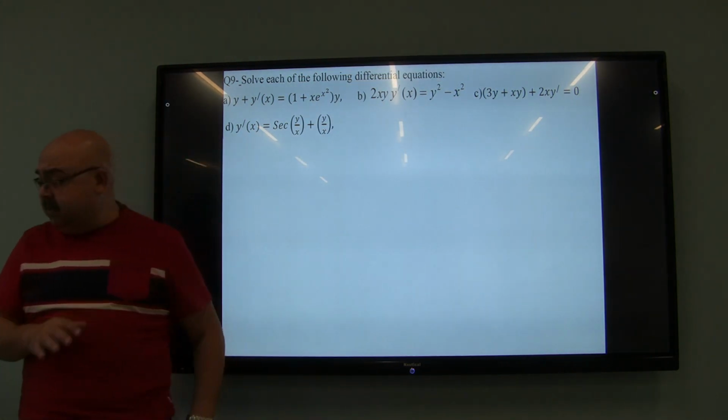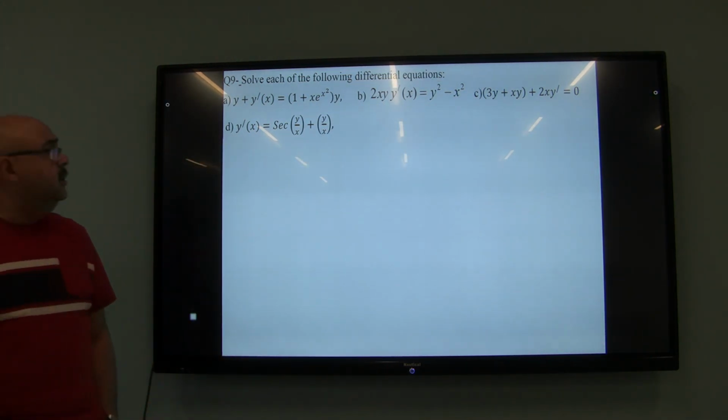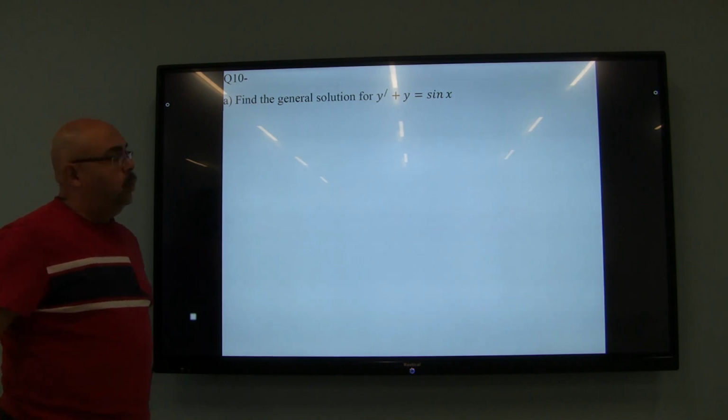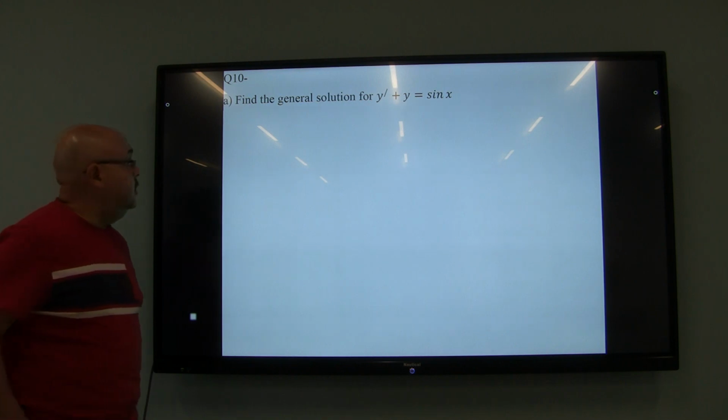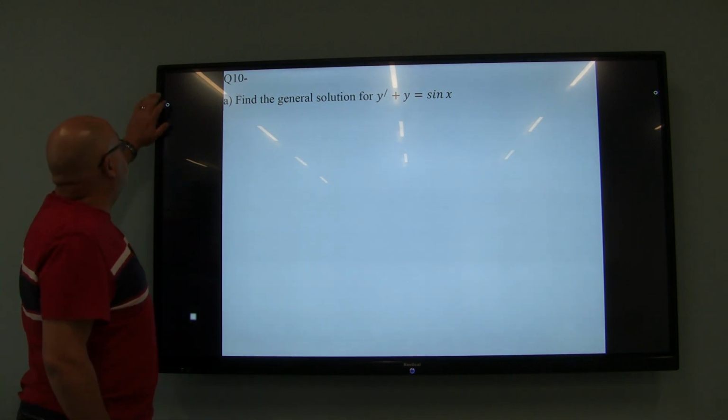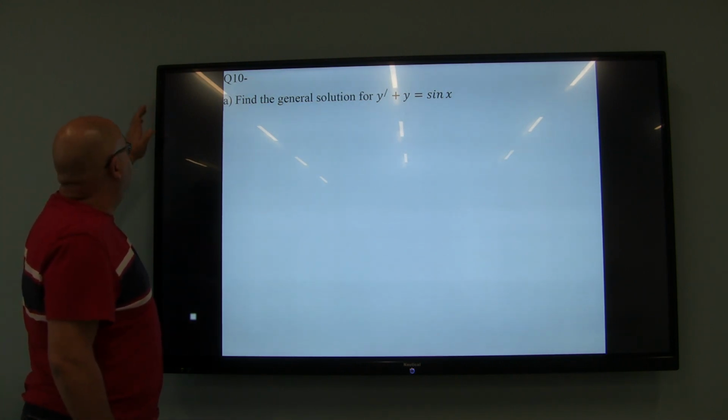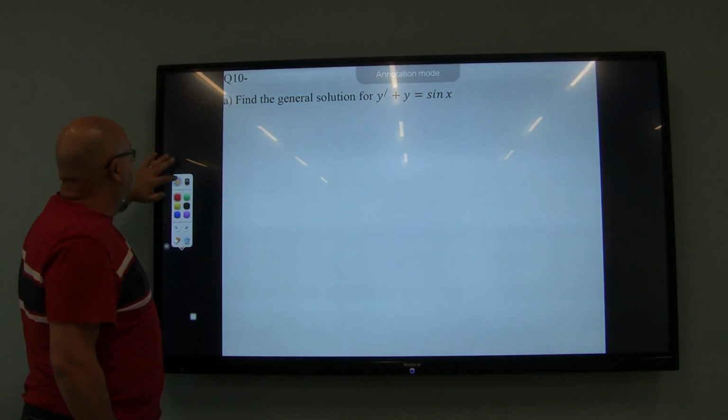Okay, the last problem I will go through today with you. This one, y dash plus y equals sin x. Is it separable? Can you separate this function? Yes. Really?